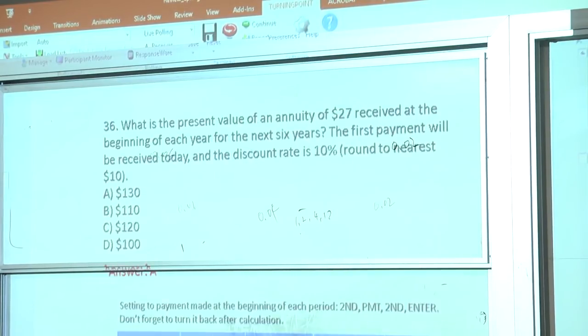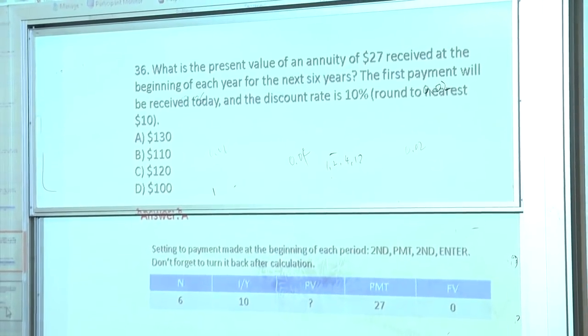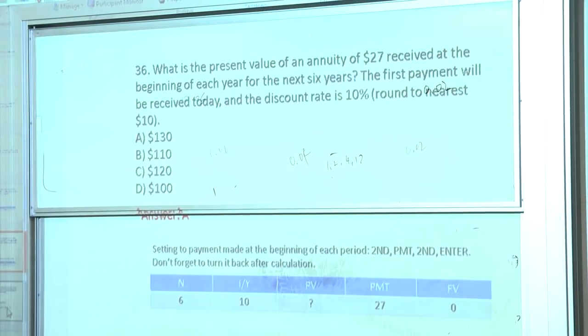Okay, that's just the beginning. Let's try present value. What is the present value of an annuity, the ordinary annuity of $27 received at the beginning of each year? Oh, that's not ordinary annuity, right? Received at the beginning of each year for the next 6 years. The first payment will be received today. Okay, annuity due. That's the definition of annuity due.